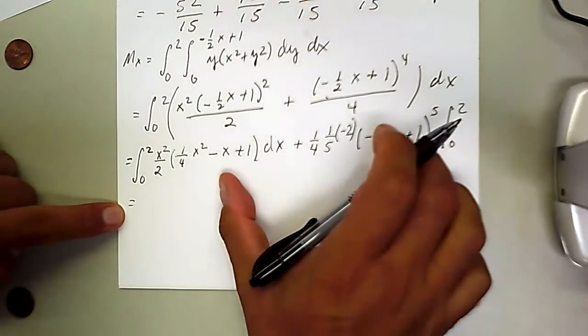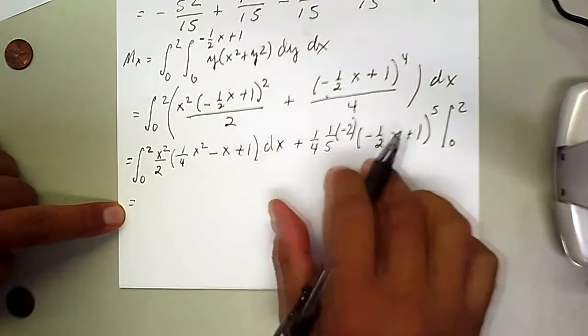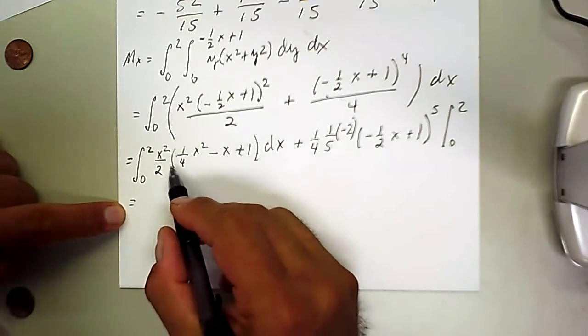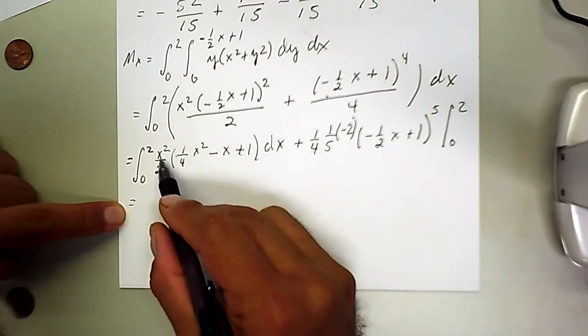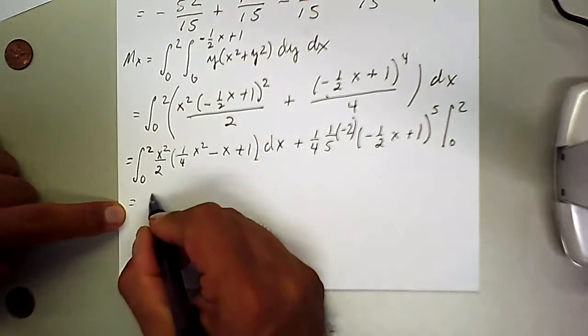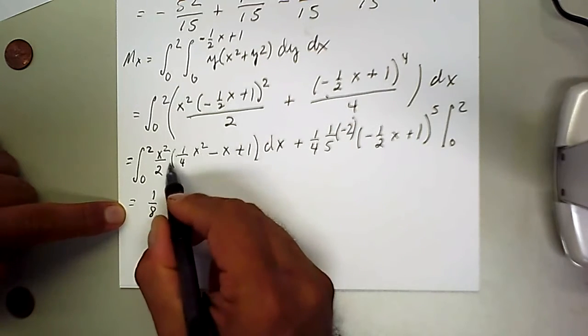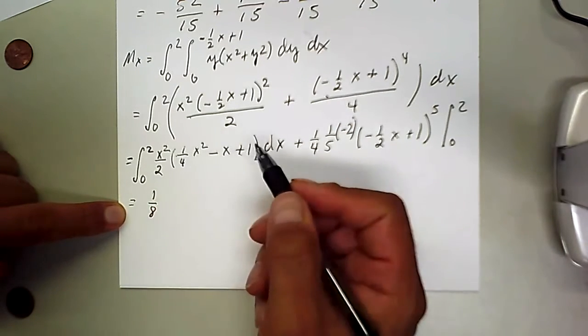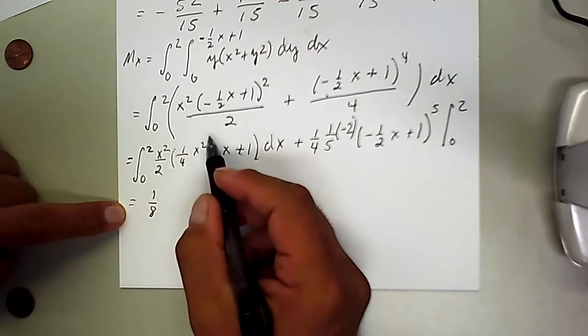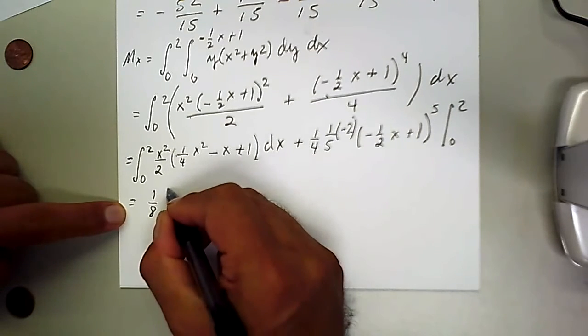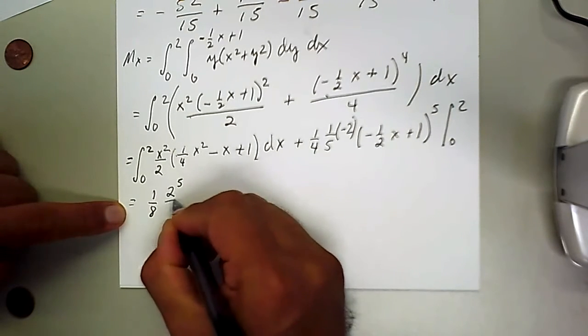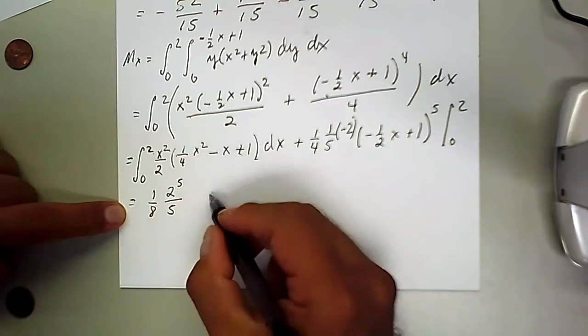So we have two things cooking. We go back and forth from one to the other. So this is going to be 1 over 8, multiplying the 2 and the 4, x to the 4. But we're going to integrate. So we really have x to the 5 over 5. 2 to the 5 over 5, because we're plugging in the 2.